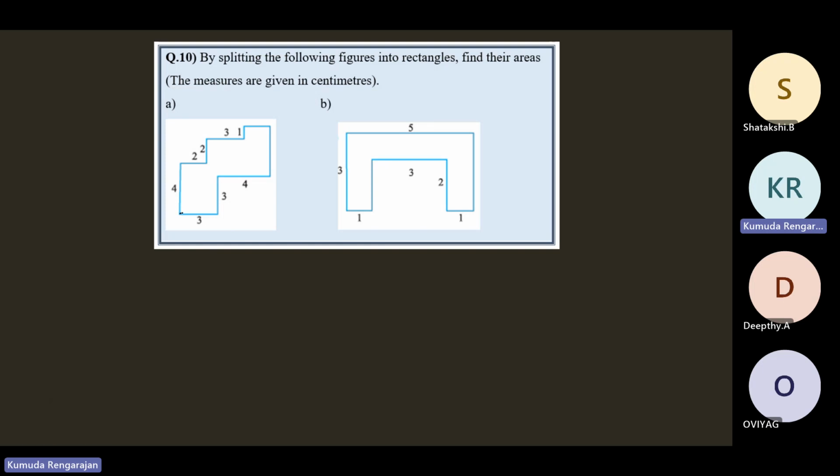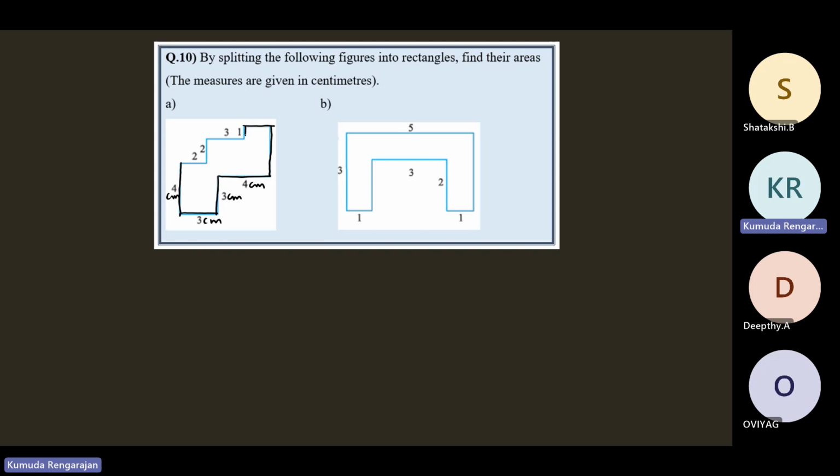So what is 3 centimeters? The length of this line segment is 3 centimeters. The length of this line segment is 4 centimeters. The length of this line segment is 3 centimeters. The length of this line segment is 4 centimeters. The length of this line segment is not known. We have to find it. The length of this line segment is also not known. Then you have to find it.